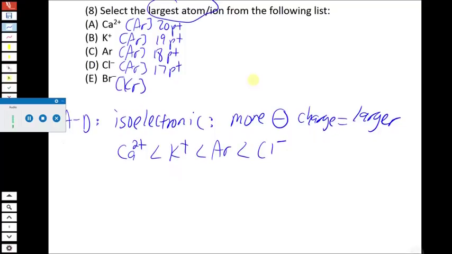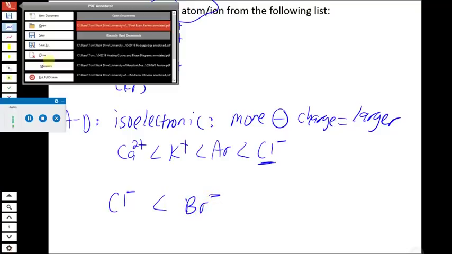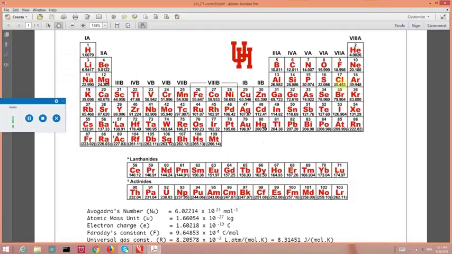But then for these last two, we have to compare. Cl minus is the largest of those four, but we're looking for the largest overall, so we have to compare Cl minus to Br minus. These two are not isoelectronic. In this case, they're related to each other by their position on the periodic table. Cl minus has the argon configuration, Br minus has the krypton configuration. As we said, as you go down a column of the periodic table, you get larger and larger because the electrons are put into higher numbered subshells that are farther and farther away.